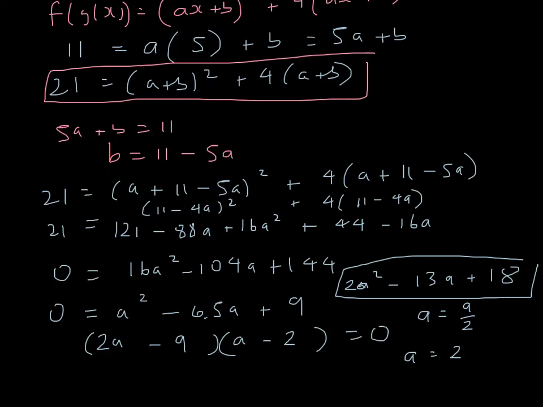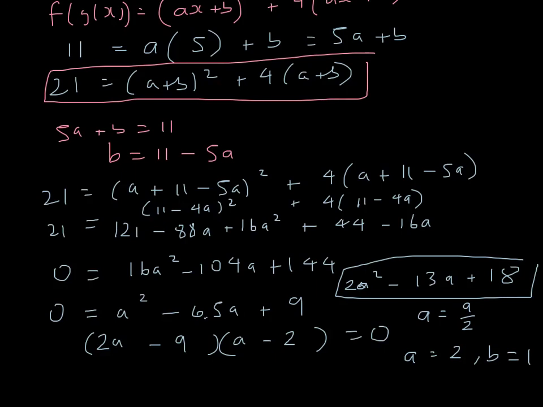So if we start off with a equals 2, if I put a equals 2 into here, I get negative 5 times 2, which is 10. So 11 minus 10 would be 1. So that means when a is 2, b equals 1.